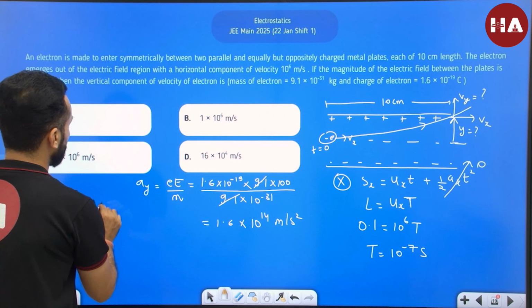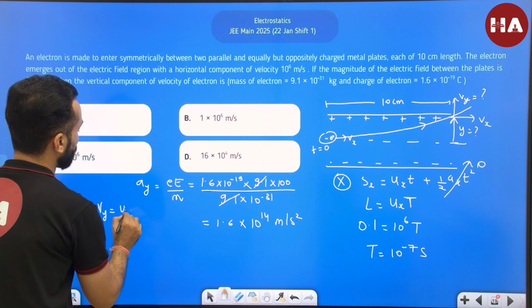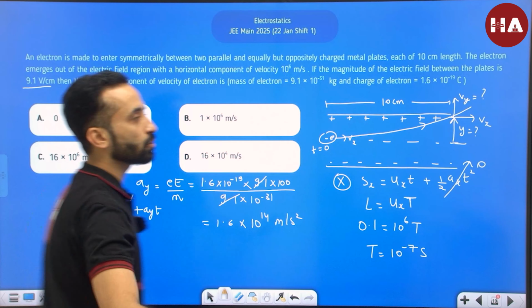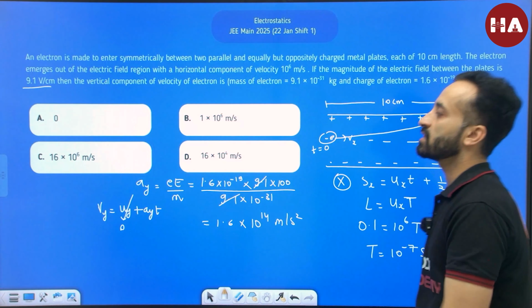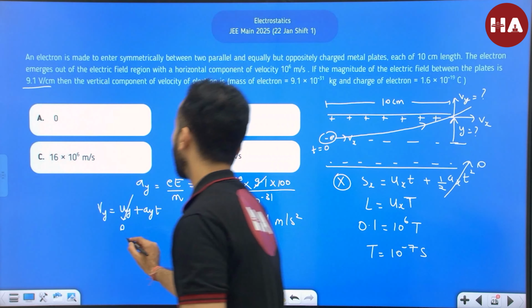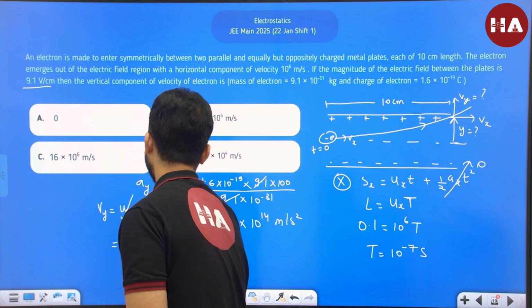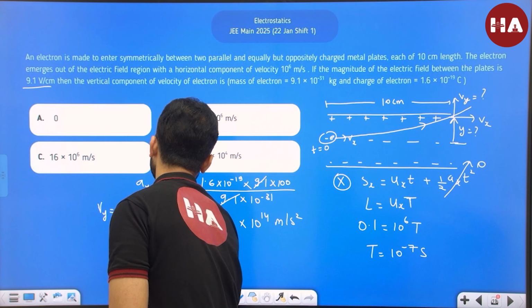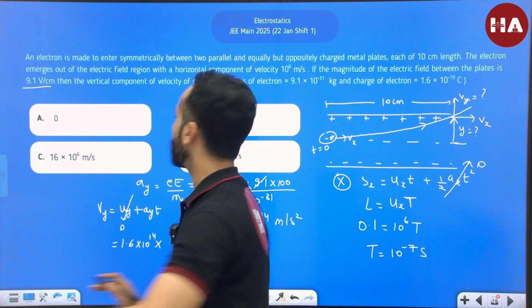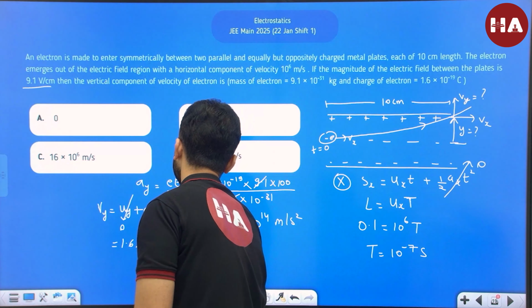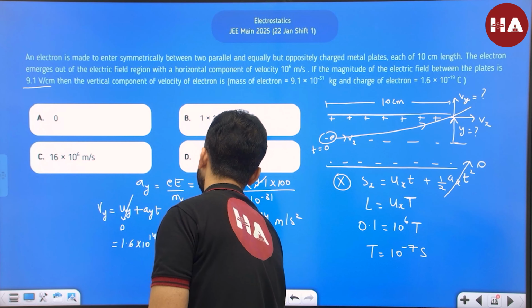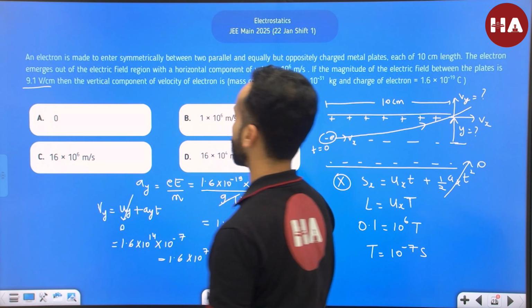In y direction, we will now apply v equals uy plus ay t. Now uy is 0, my dear students. There is no velocity in the y direction initially. What is the acceleration? So acceleration is 1.6 into 10 raised to the power 14. Very easy, no problem whatsoever. And t is 10 raised to the power minus 7. So this turns out to be 1.6 into 10 raised to the power 7, right?